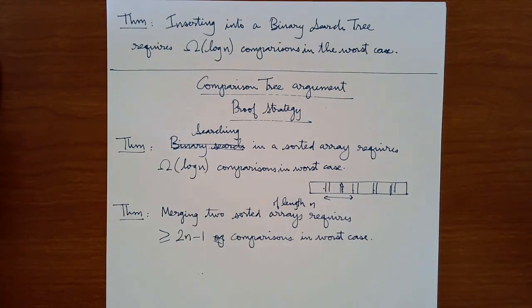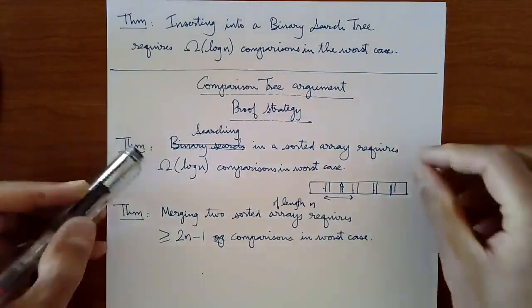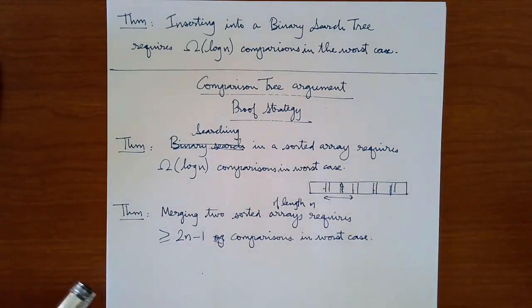Yes, so someone asked about the log n for searching in a sorted array. Could you repeat it? Maybe if you can ask me exactly what was unclear. So I'm just saying that there is a theorem that says searching in a sorted array requires log n comparisons in the worst case.